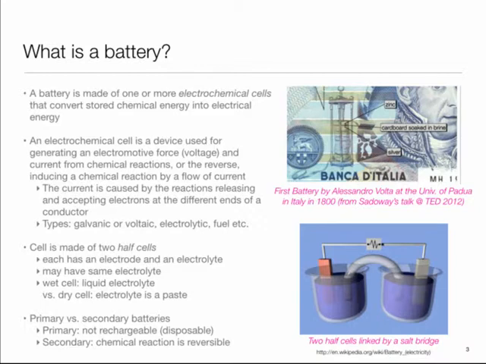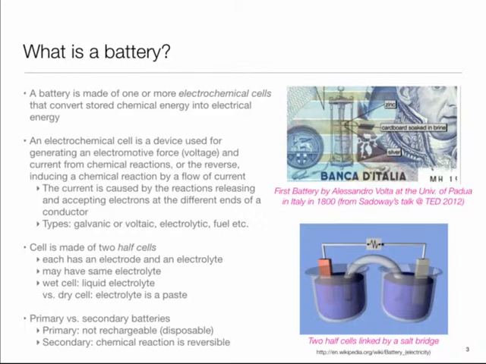For our purposes, one distinction that matters is whether it's a primary battery or a secondary battery. Primary batteries are non-rechargeable, so these are good old AAs and stuff like that, like alkaline AA. Secondary batteries are the ones where the chemical reaction is reversible. Lithium ion, for example, being an example.